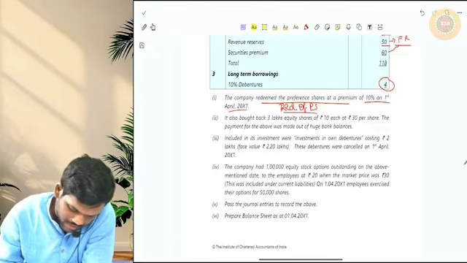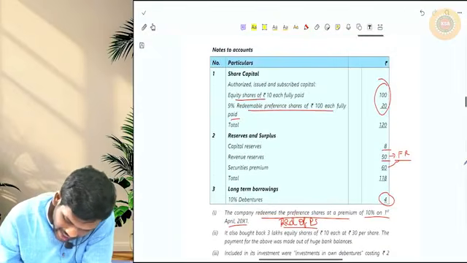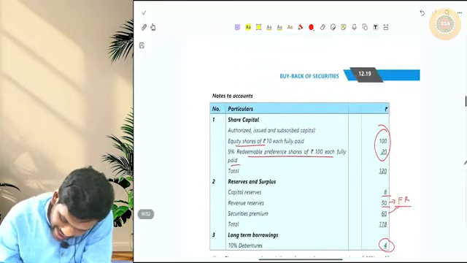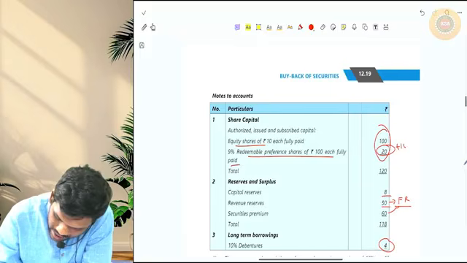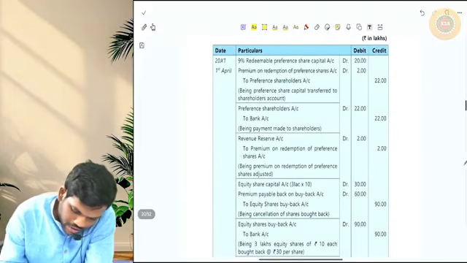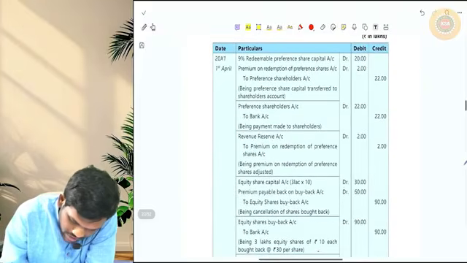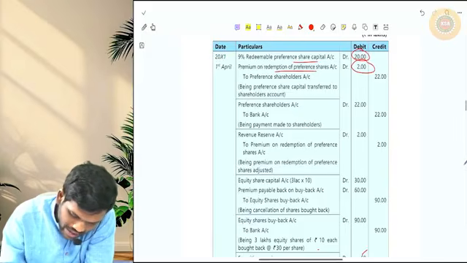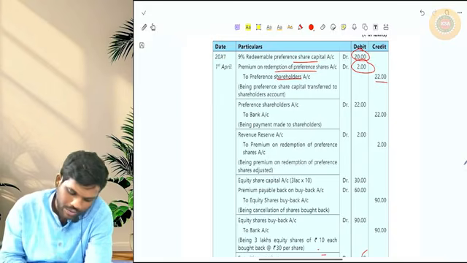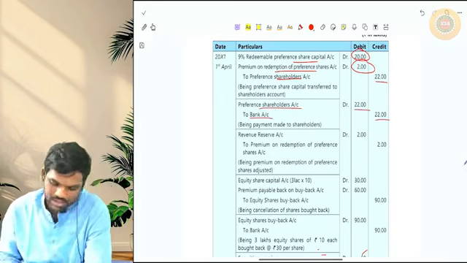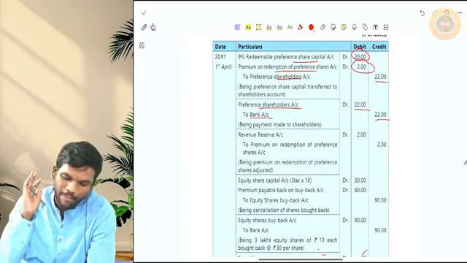Okay, let us pass that. 20 lakhs is the nominal value. I hope this entire question is in lakhs. Yes, perfect. For this they will add 10% premium, so 22 lakhs they will pay. The journal entry will be preference share capital account debit with the face value 20 lakhs, premium on redemption 2 lakhs, to preference shareholders 22. Then preference shareholders account debit to bank account 22. Pass these two separate entries, due entry and payment entry.